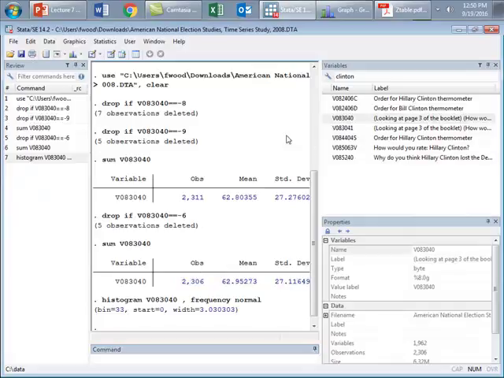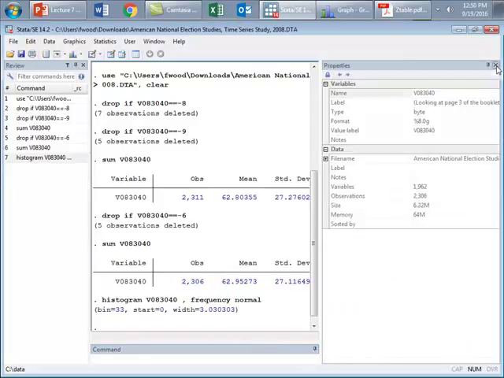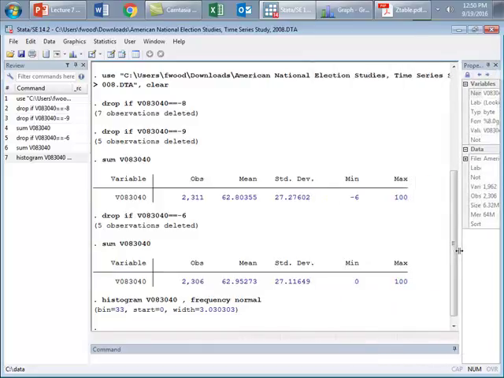Remember Hillary Clinton and that feeling thermometer thing? So here's the data on that, right? 2306 observations. The mean, our mu, is 62.9. Our standard deviation, our sigma, is 27.1. That's a pretty big standard deviation, right? So what should our curve look like? It should be wide and short, right?